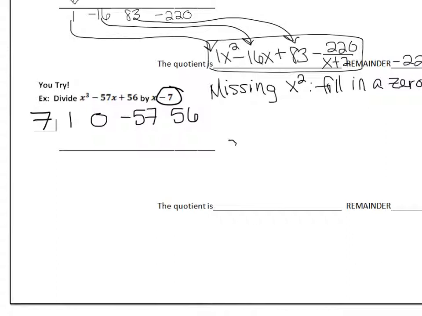The first thing we do is we bring down the first number, so you should have brought your 1 down. And then you start multiplying and adding. So 1 times 7 is 7. Then you should have added. 0 plus 7 is 7. Now we multiply. 7 times 7 is 49. Now we add. 49 plus -57 takes us to a -8. We added, so now we multiply. -8 times 7 is a -56, and our remainder is 0. What that tells me is x minus 7 is what we would call a factor because it divides into it evenly since there was no remainder.